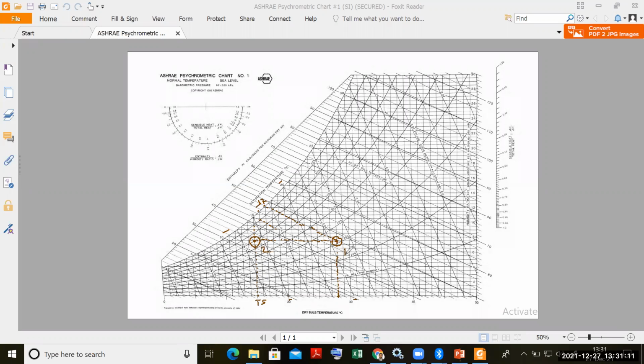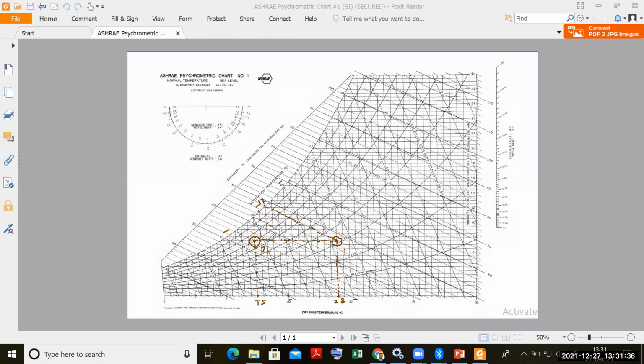Okay. How did I get the point 1? 28 degrees Celsius DBT and 17 degrees Celsius WBT. I will get point 1. Then how to get point 2? So it is said that it is a sensible cooling. So obviously this will be a horizontal straight line. And 15 degrees Celsius DBT. So I have to take in horizontal direction. Wherever they intersect, this line and this line, so that will be point 2.